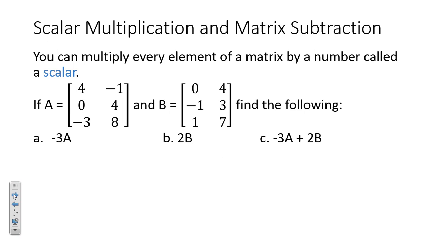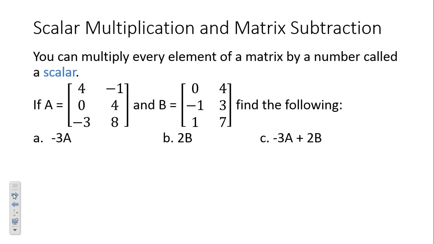Scalar multiplication and matrix subtraction. So you can multiply every element of a matrix by a number called a scalar. Just like distributive property in algebra. Every single one has to be treated, every element has to be treated the same. So we're given a matrix A. That's a 3 rows by 2 columns. And B, a 3 by 2.